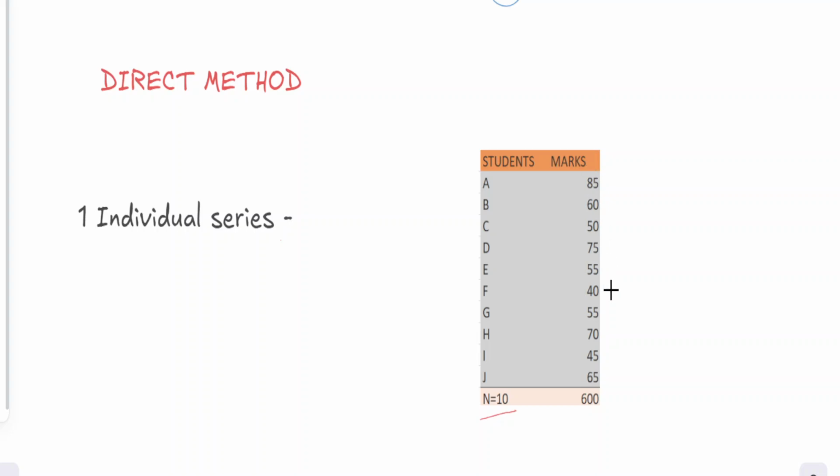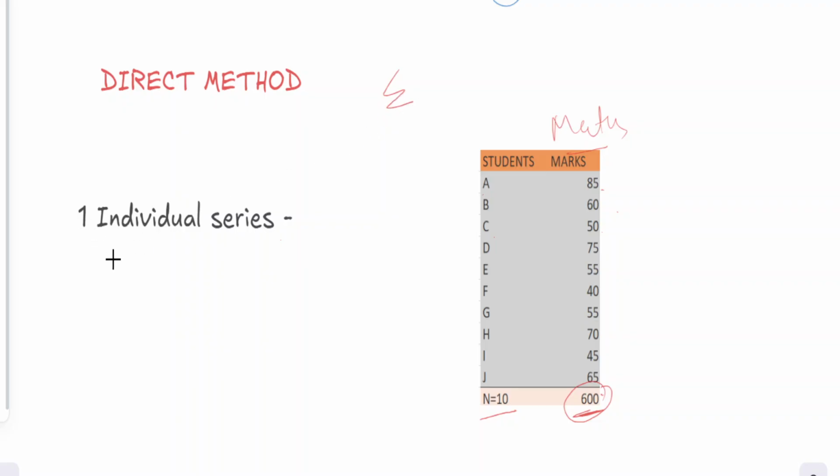Then there are the corresponding marks. Suppose these are the marks for mathematics. Student A got 85 out of 100, B got 60 out of 100, C got 50 out of 100, and so on. Their corresponding marks are written in front of them. Now this 600 is the sum total of all these observations. Whenever in mathematics or statistics we have to write that this is a sum, we always use the symbol sigma.